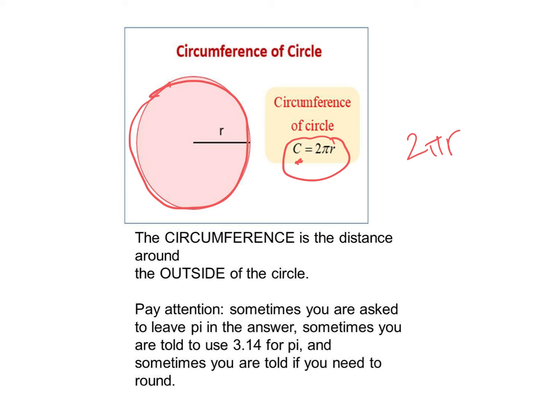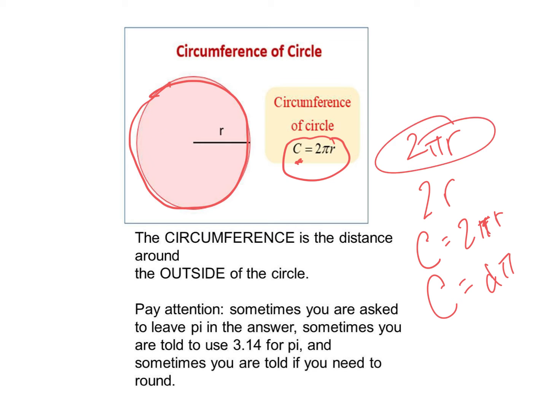And if you're thinking, hey, 2 times r is a diameter. So the circumference of a circle is 2 pi r, or the circumference of a circle is diameter times pi, because 2r is the diameter. So those are the same exact thing. Circumference is the distance around the outside of the circle.